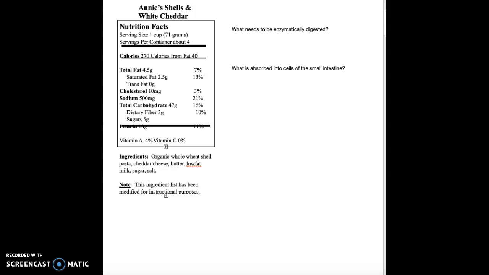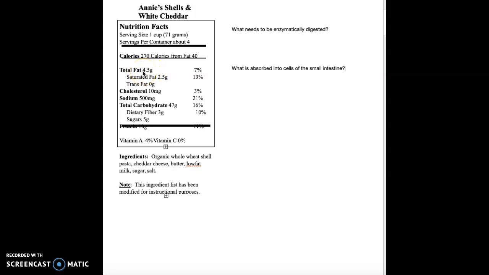There's an activity this week where you're going to be looking at this shells and cheese label and answering some questions. I did post a key to that, but I wanted to provide you with a video on how to approach this and how to look at a food label and determine what needs to be enzymatically digested and what is absorbed. So looking at the label here, you can see that there is fat present.